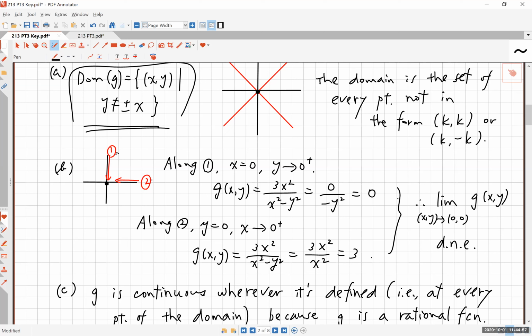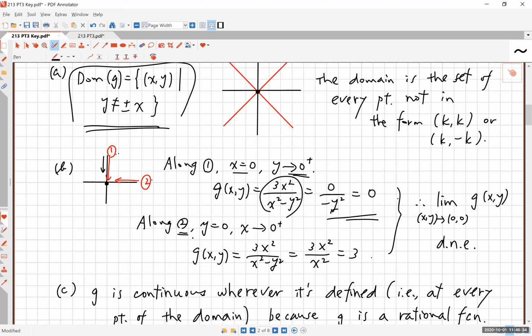Notice here, along path number 1, x is always equal to 0, and y is approaching 0, but we don't let y be exactly equal to 0. As long as x is equal to 0, this expression just becomes 0. It is defined because we make sure that y doesn't get exactly equal to 0. y is a small number, but never equal to 0 along this path. So this is always 0. In other words, as you approach the origin along path number 1, the function is constantly 0.